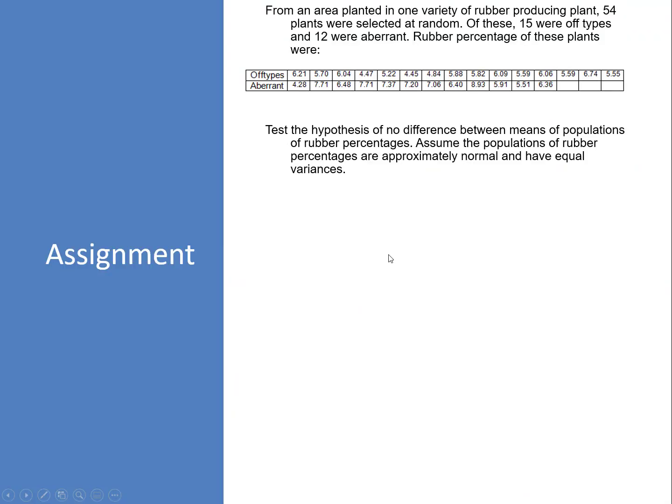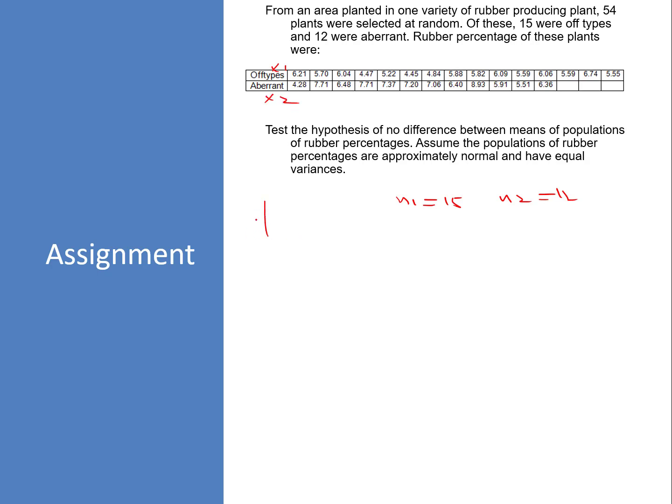Now you need to solve this assignment question. From an area planted in one variety of rubber producing plant, 54 plants were selected at random. Of these, 15 were off types and 12 were aberrant. Rubber percentage of these plants were given. So now you have two types of data. N1 will be 15, N2 will be 12. Now this is x1 and this is x2.